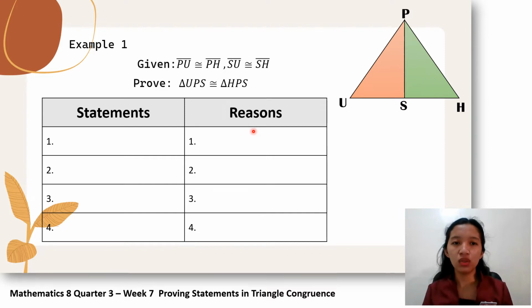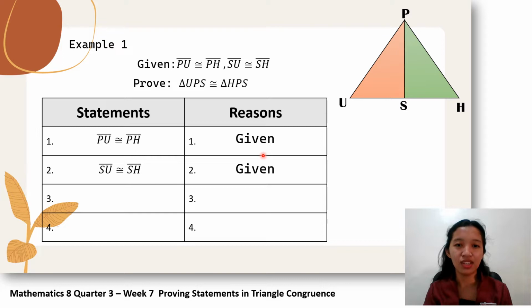The first thing to do when we are proving is to identify the given. So we have line PU is congruent to line PH, and our reason for that is that it is given. And aside from that, we also have another given: line SU is congruent to line SH. The same reason, which is given.